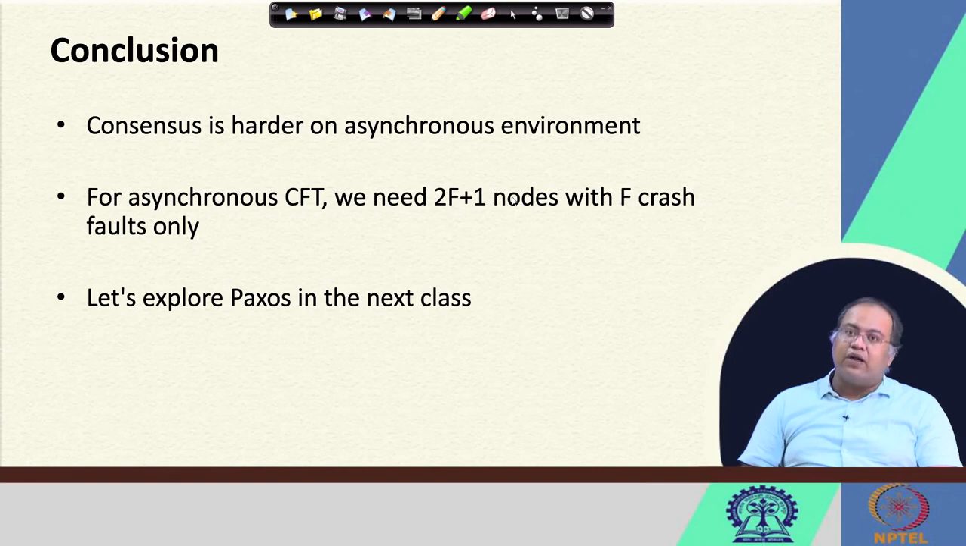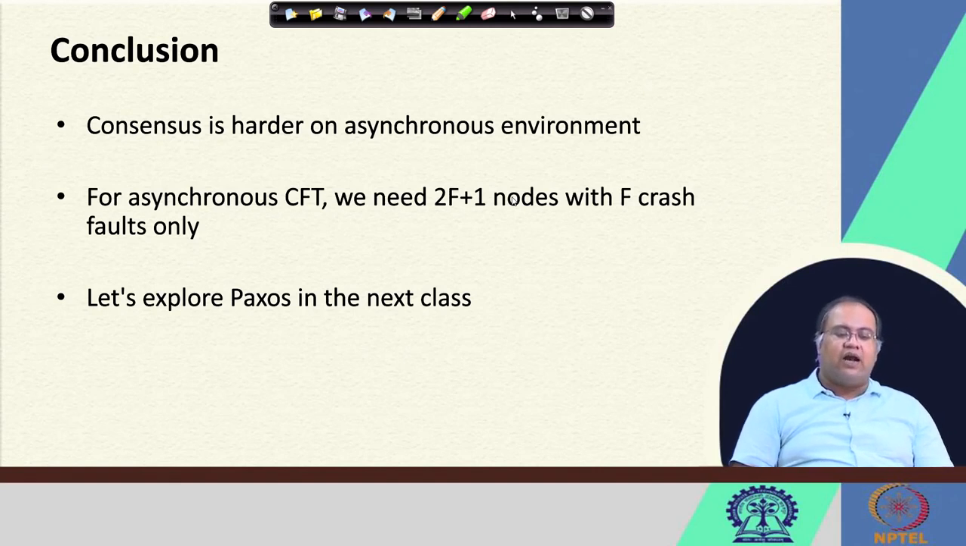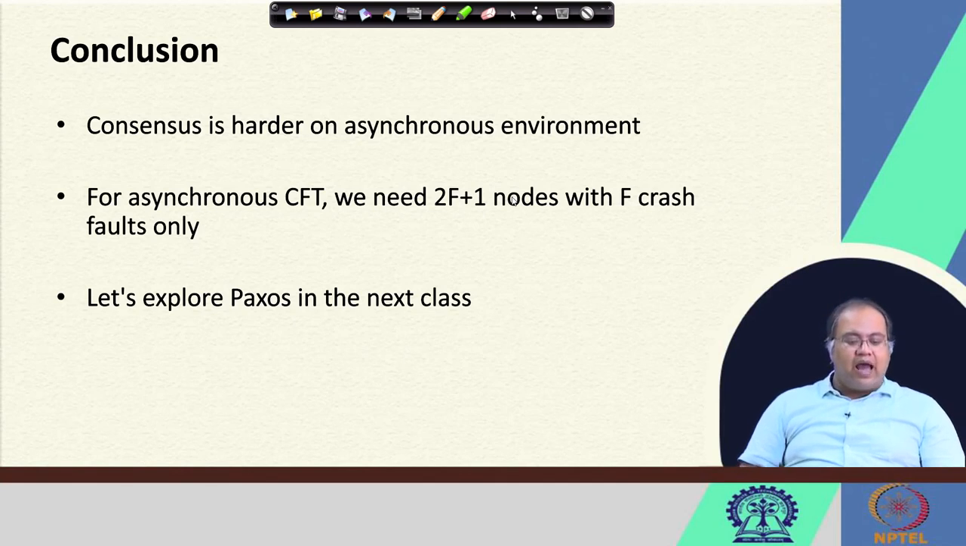So, in conclusion, we have seen that consensus is harder in an asynchronous environment. We always have a trade-off between safety and liveness, and for an asynchronous CFT we need 2F plus 1 nodes with F number of crash faulty nodes. We have just touched on Paxos, which is a very fundamental crash fault tolerant algorithm, and in the next class we are going to explore Paxos in detail.